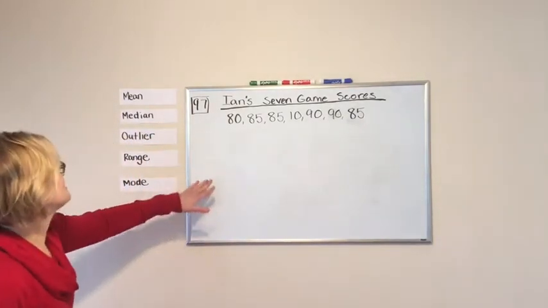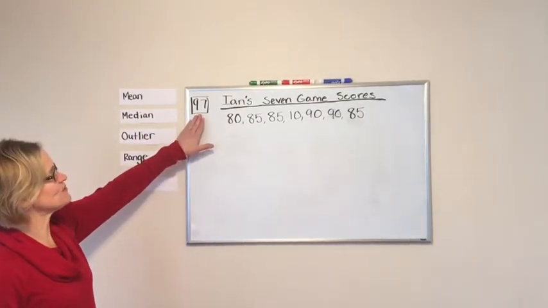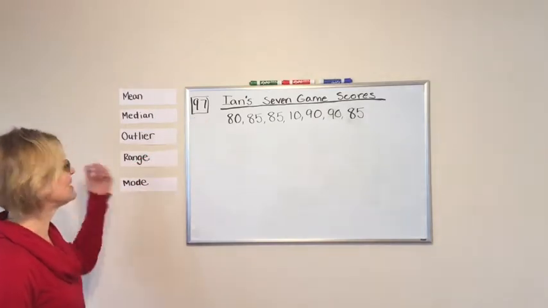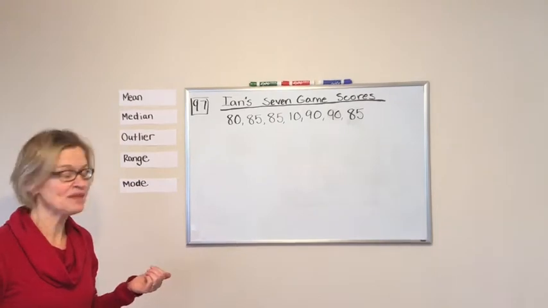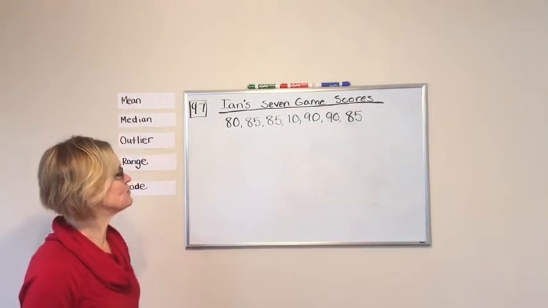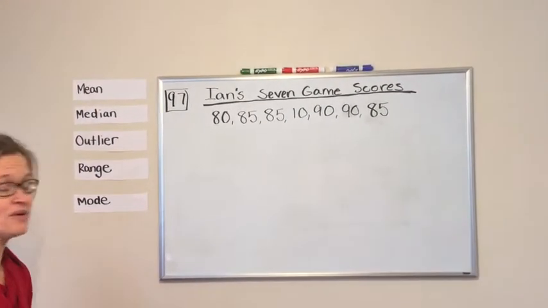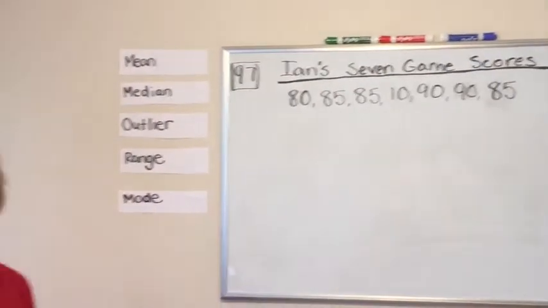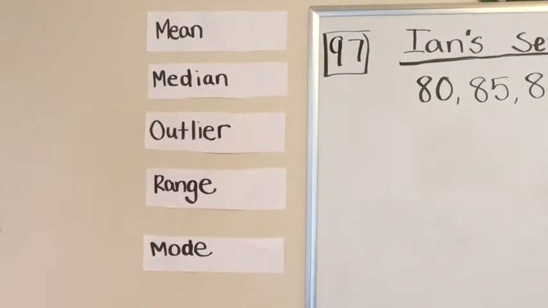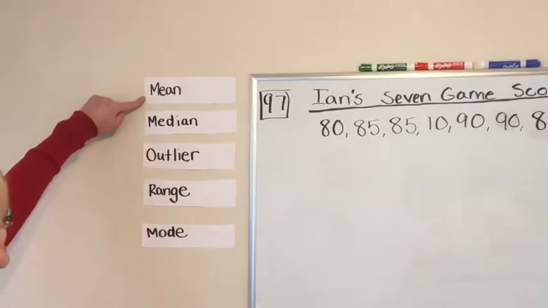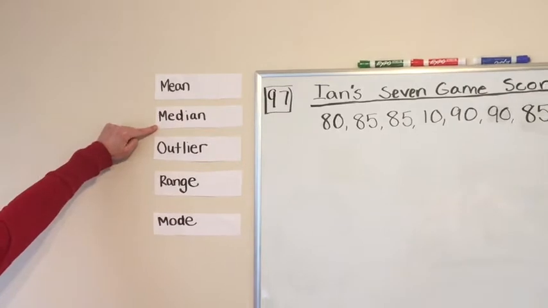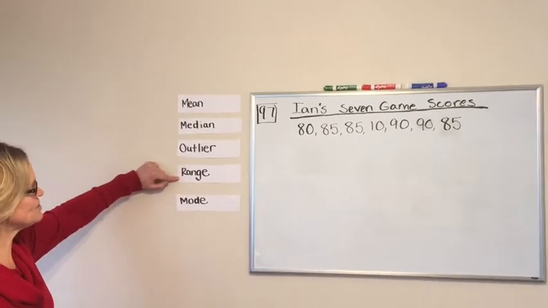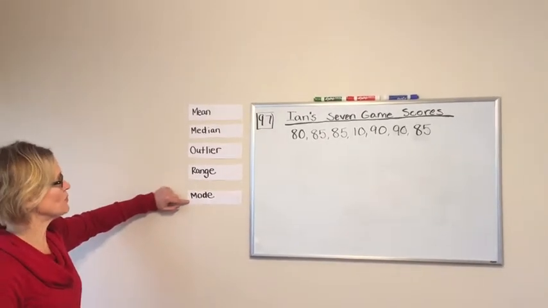In your last lesson, which was 96, so today we'll be doing lesson 97, you learned about average, okay? And when you had numbers together, you were averaging them together. Today we're going to build on that knowledge with 5 more terms that have to do with numbers. Our first term is mean, then median, outlier, range, and then mode.